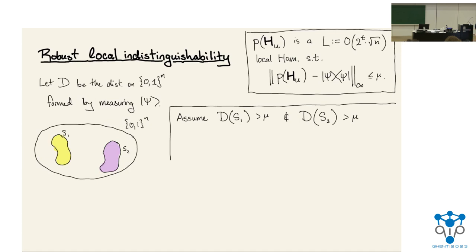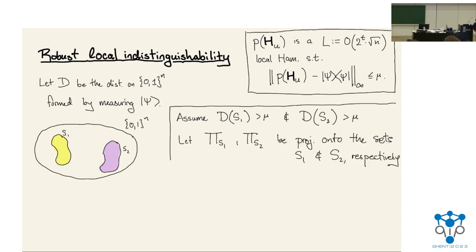So this distribution has some constant weight on two regions, S1 and S2. Let's call pi S1 the projector onto this set of strings in S1 and pi S2 the projector onto the strings of S2. So the first thing I get is that if psi is inducing this distribution D, which has good mass on both S1 and S2, then if I sandwich psi between the projector onto S1 and the projector onto S2, I could argue up to infinity norm that this is a big number. It has to be at least mu. That comes directly from the fact that that's the induced distribution. Okay, now let's make an assumption. Let's say that the minimum Hamming distance between S1 and S2 was bigger than L.